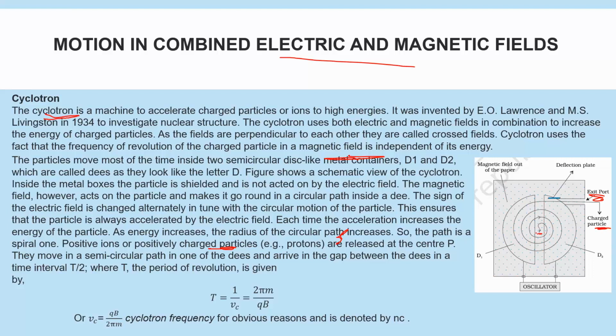Positively charged particles, for example, protons can be released at this point, and they will move in a semicircular path in one of the Ds and arrive in the gap between the Ds in a time interval T by 2. Okay, so this T, as we have seen, we can give it as 2 pi m by qB. So νc is the cyclotron frequency over here. This is going to be νc. Yeah, this is the frequency of the cyclotron.